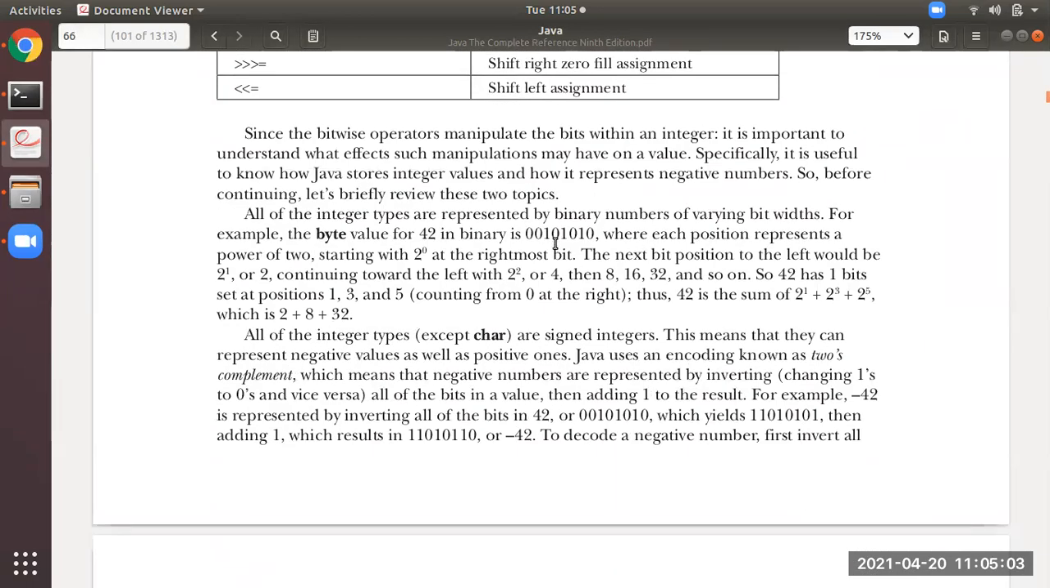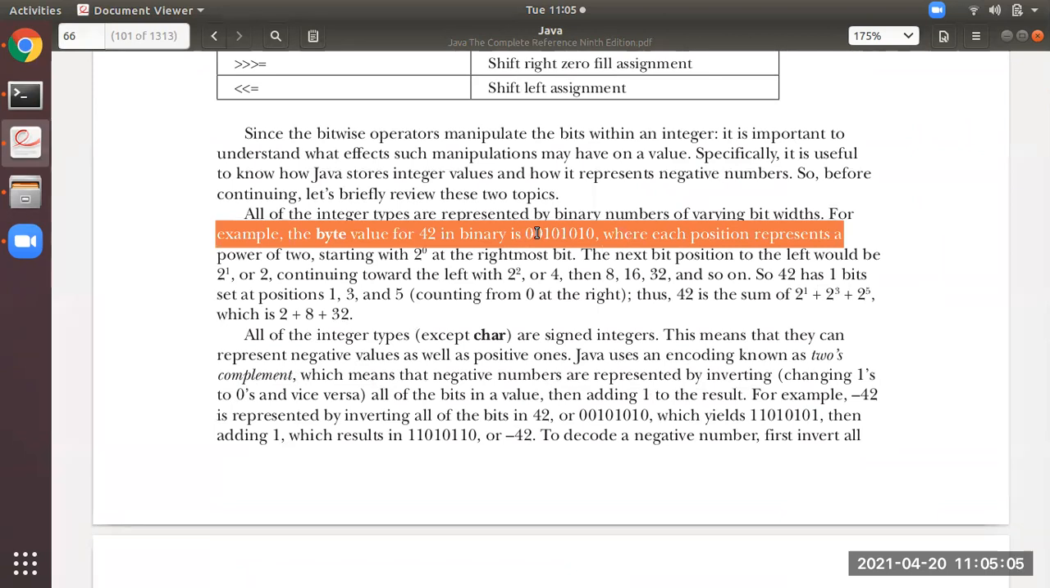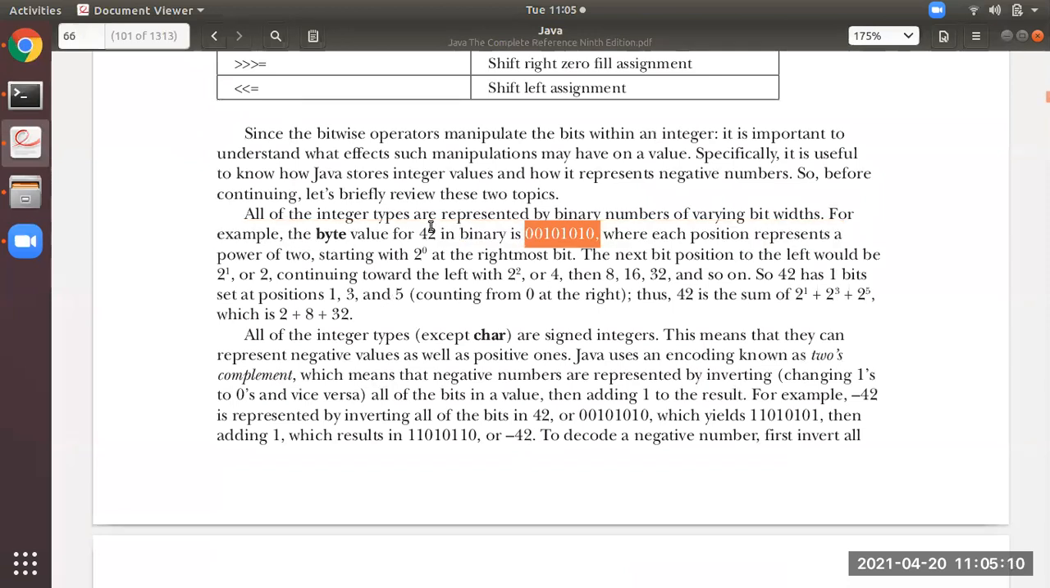You all have learned this binary data in your subject digital electronics last semester, I guess. See here, if a number is 42 of data type byte, in binary, how it will be represented is this way.